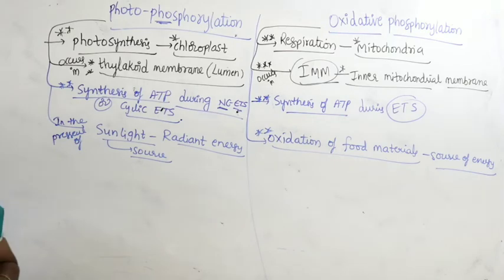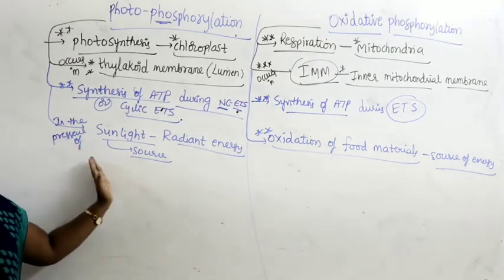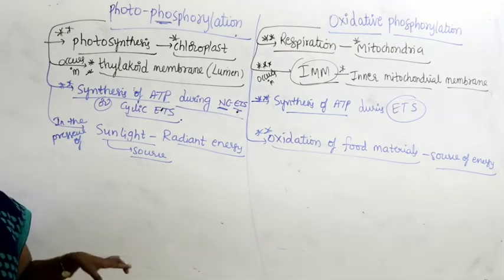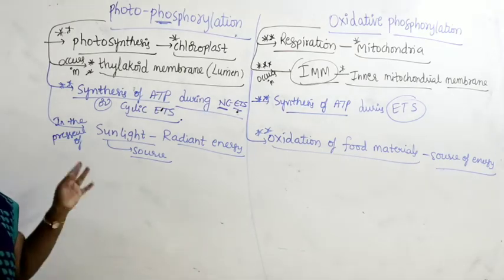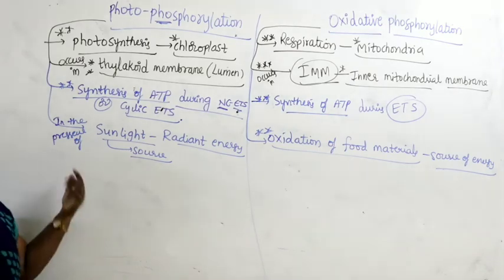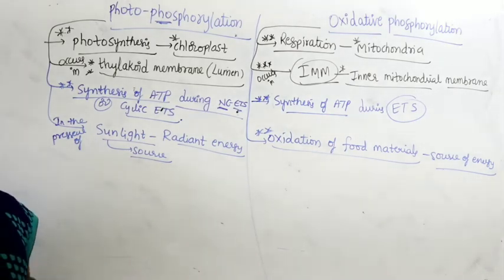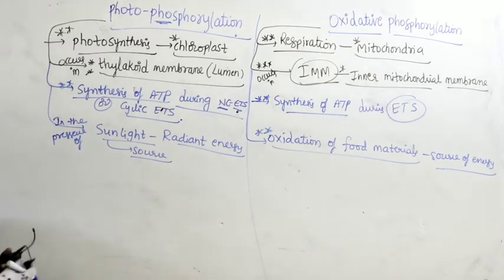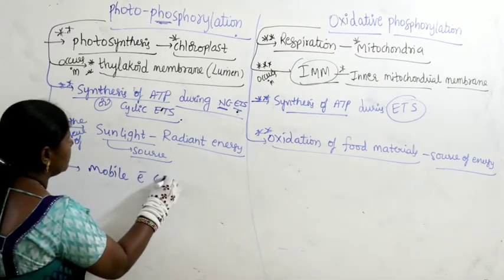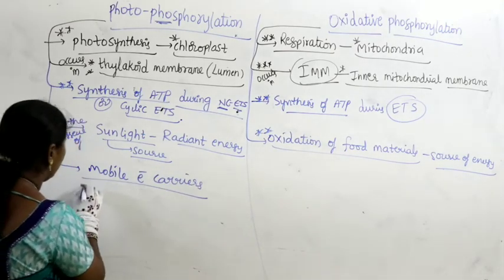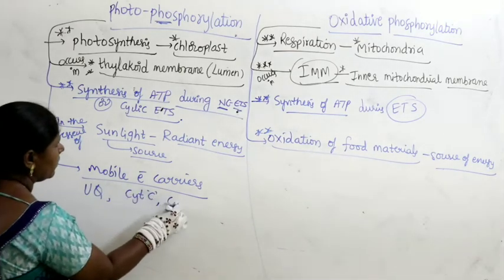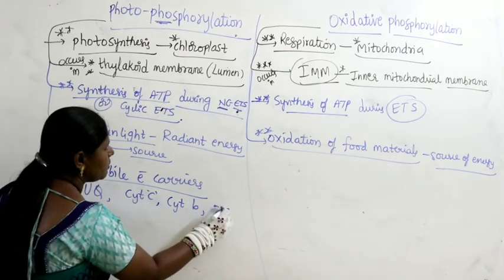So here, apart from photophosphorylation, the light-derived process, there is oxidative phosphorylation, where oxidation of food materials takes place, right. So altogether how many complexes are there in the electron transport system? In non-cyclic and cyclic there are mobile electron carriers. Which are mobile electron carriers? In photophosphorylation the mobile electron carriers are ubiquinone, cytochrome C, cytochrome B and plastocyanin.